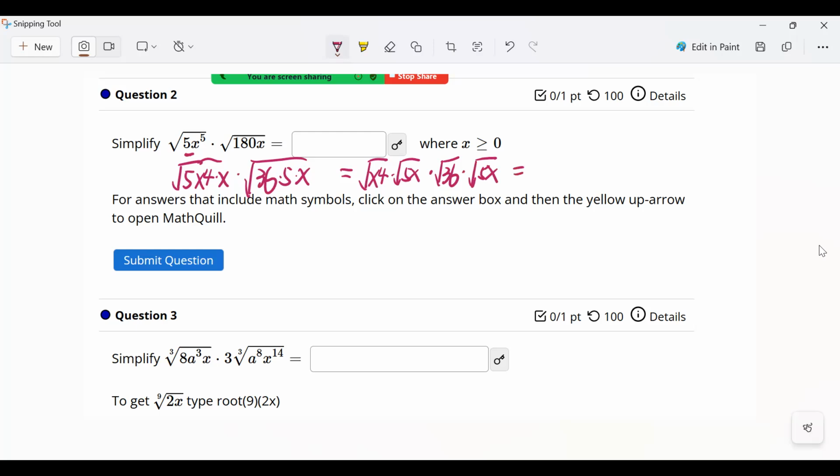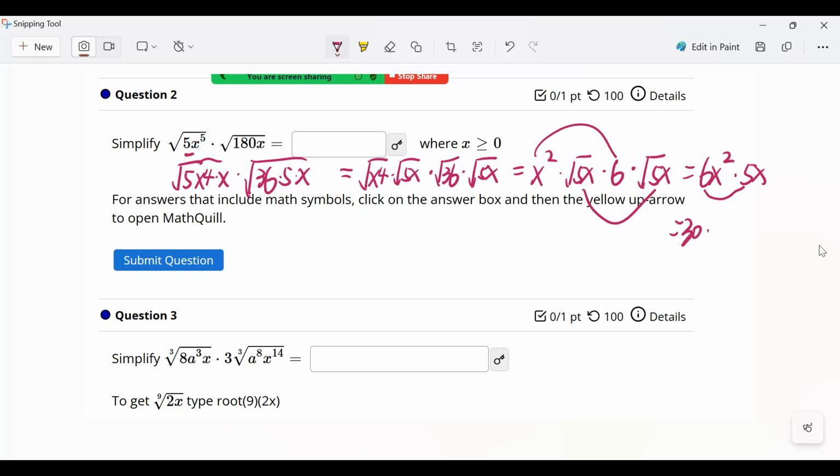And let's simplify. Square root of x to the fourth is x squared times radical 5x. Radical 36 is 6 times radical 5x. Now these two: 6 times x squared times 6 radical 5x. Radical 5x times radical 5x, that's 5x. And we still have to multiply, so 6 times 5 is 30. x to the second times x to the first is x to the third. So the answer is 30x cubed.